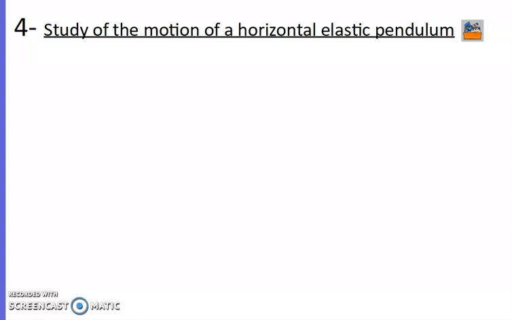Now in this video 2, I will explain the motion of a horizontal elastic pendulum. This is the first pendulum we study in chapter 4, okay? And it is required for both GS students and LS students. So let's start.